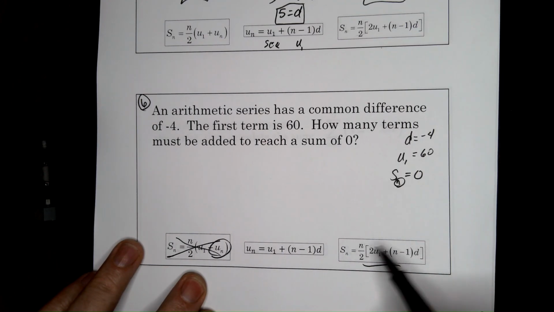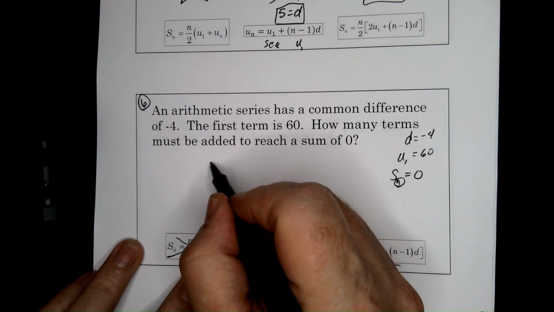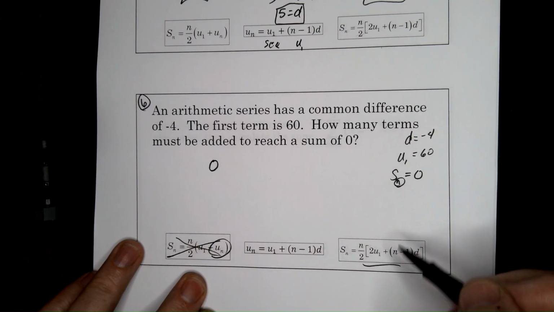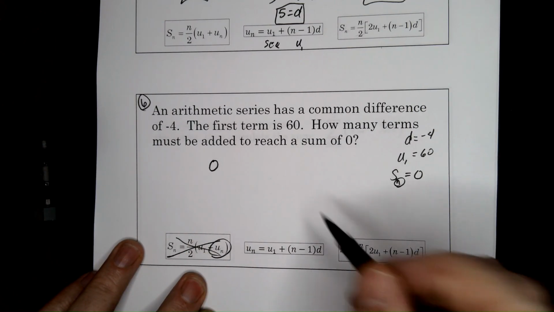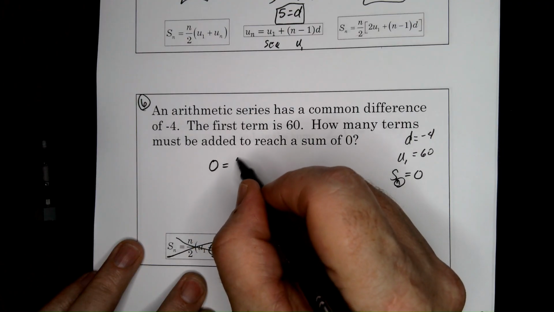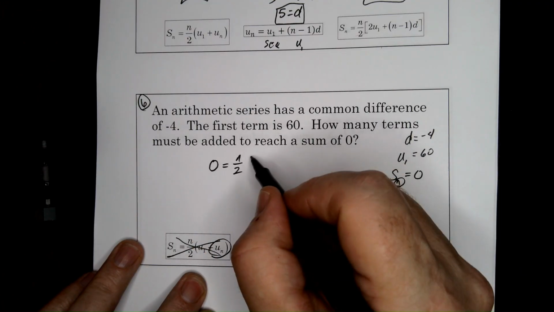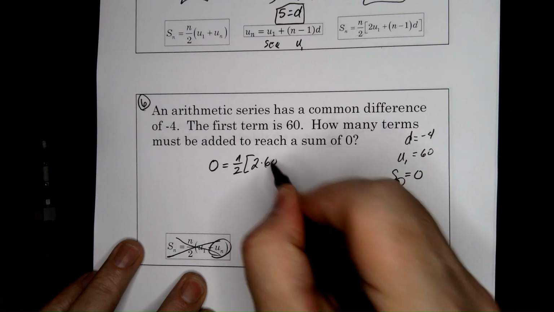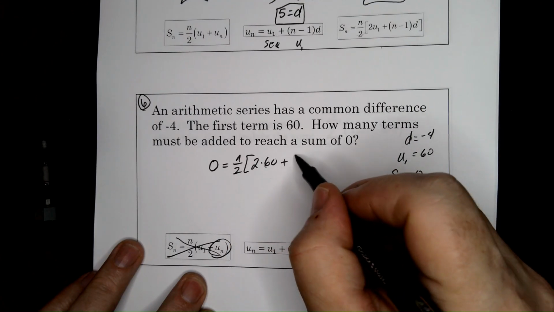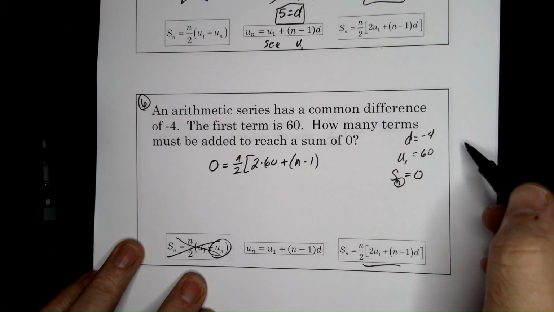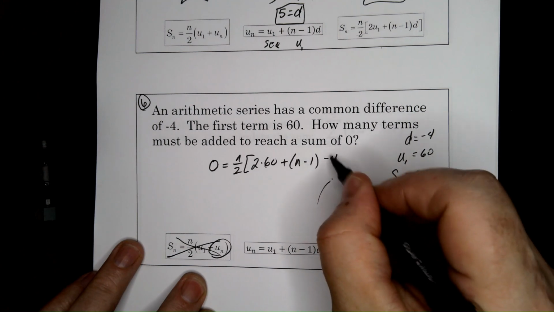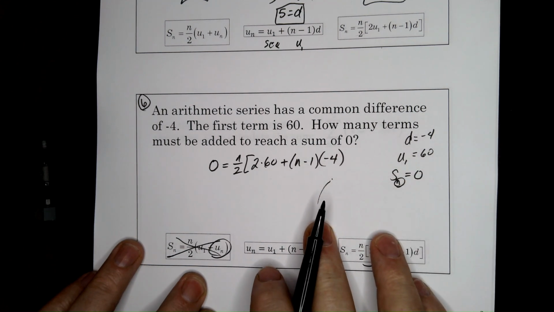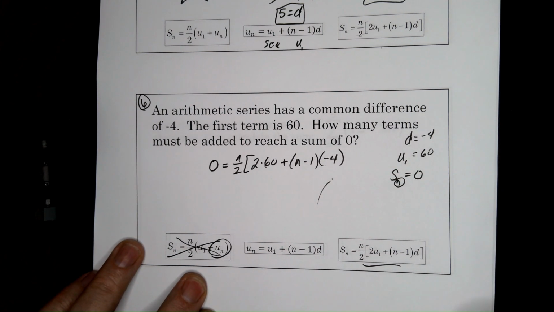So here's what I'm going to do. I'm going to go ahead and plug in what I know here. So I'm looking for at what value of N does the sum equal 0? So N over 2, I don't know what N is. 2 times U1, so 60. That's going to make 120 there. Plus, I don't know what N is. I do know the common difference is -4. Sorry about that little mistake right there. So we have to solve this.